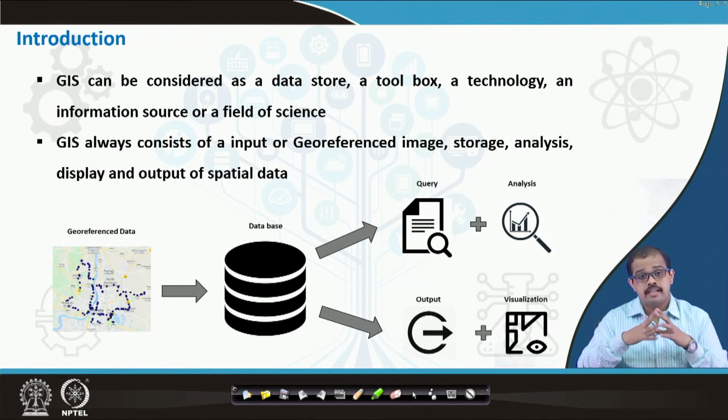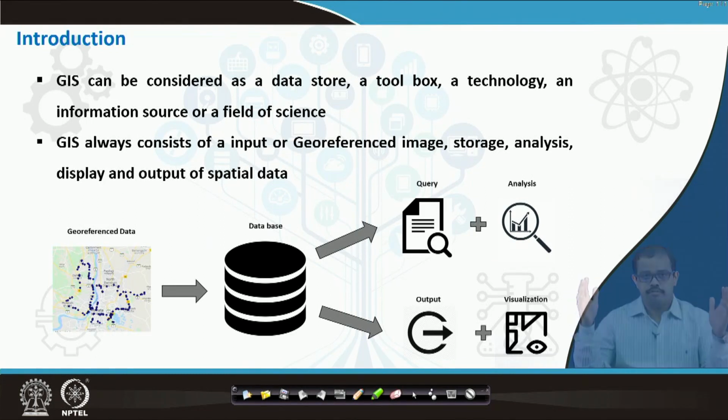I defined GIS as defined by many. GIS is a telescope, a microscope, and also a storage of information in certain sets of databases, so that it can be retrieved at will, analyzed at will, and also produce outputs at will using certain data manipulation or data inference techniques. So GIS always consists of an input or a georeferenced image. When we are looking at any data, it has to have a certain reference to the Earth's surface. That's why we call it georeferenced: an Earth-referenced image.